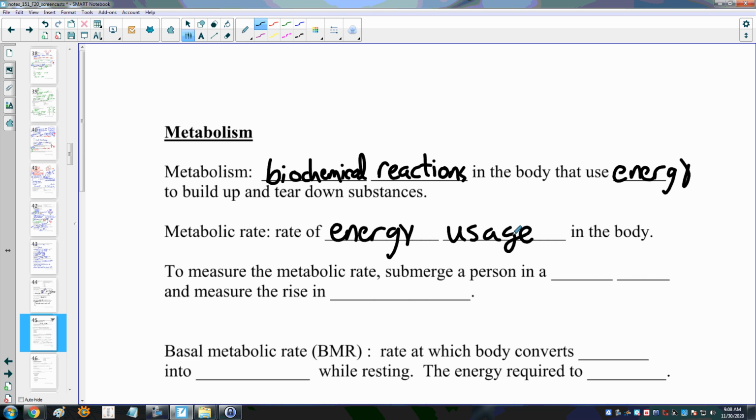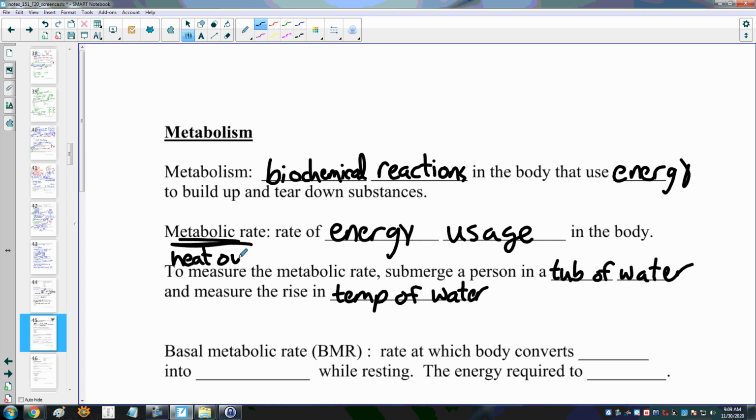To measure the metabolic rate, submerge a person in a tub of water. By the way, there are other ways to do this, but this is the most accurate way. And measure the rise in temperature of the water, because the metabolic rate is related to the heat output of your body. The more heat you put out, that means the higher your metabolic rate, right?